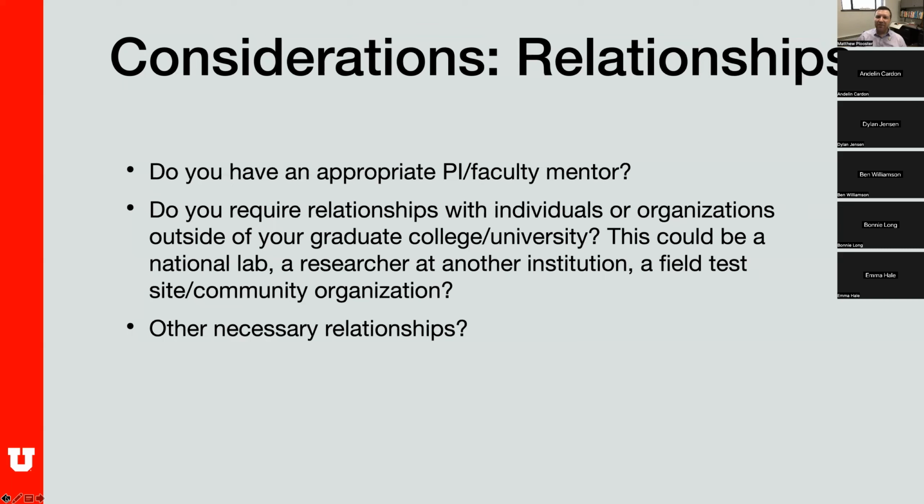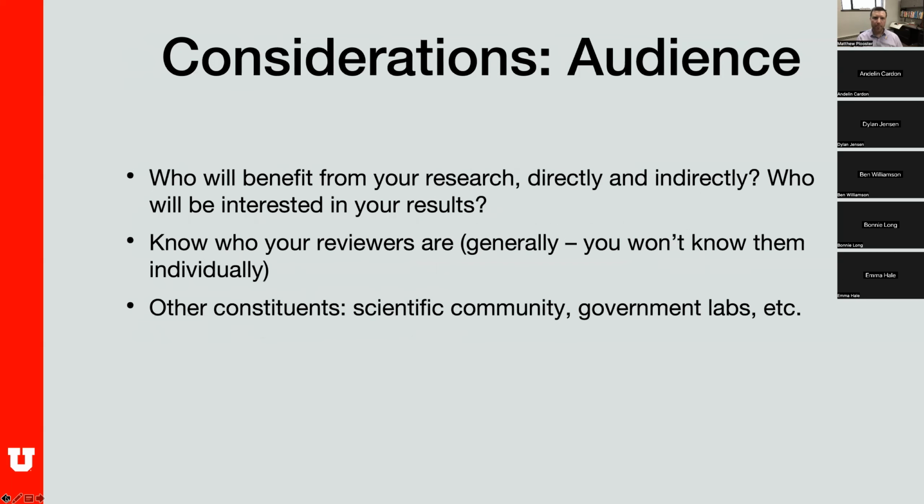Relationships. Do you have the appropriate PI or faculty mentor for this project? Why are they the appropriate person? Do you require relationships with individuals or organizations outside of your graduate program, outside of your university, such as a national lab or a researcher at another institution, a community nonprofit, or a municipality where you will conduct your research? That will be your field research test site, or other necessary relationships. What are those relationships that you depend on for your research to be successful?